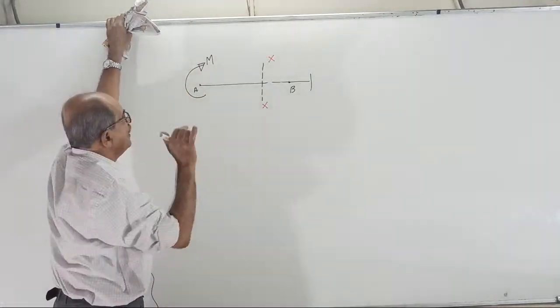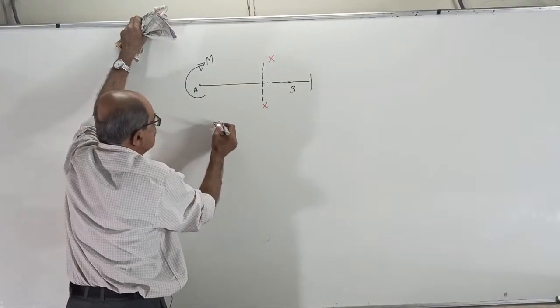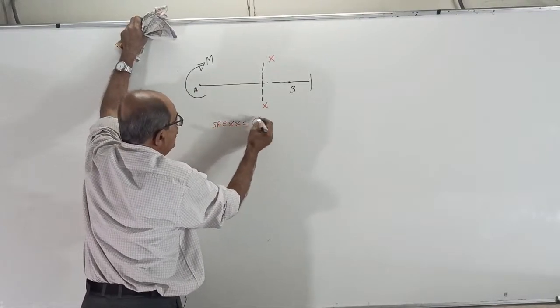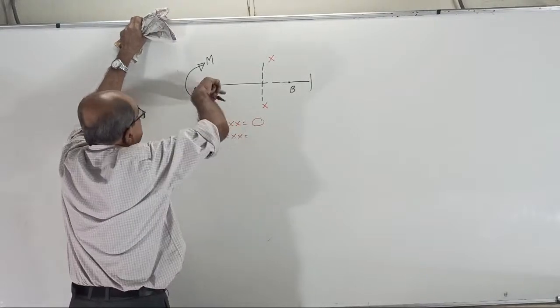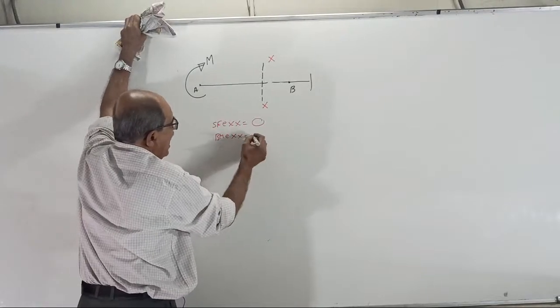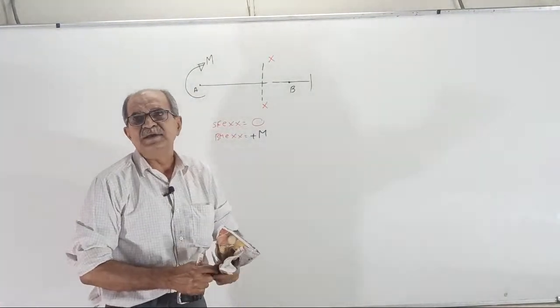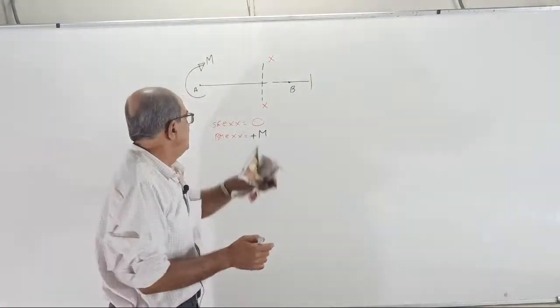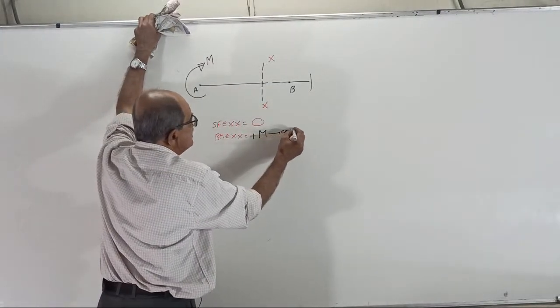Don't bother. Now, if I take a section here, see correctly, shear force at XX will be 0, and BM at section XX will be equal to plus M. No one should ask me why plus. I will tell you harshly, if you do not know that, go back to class number 1, come to class number 100, then start from here. M. Okay, that means only M is constant.